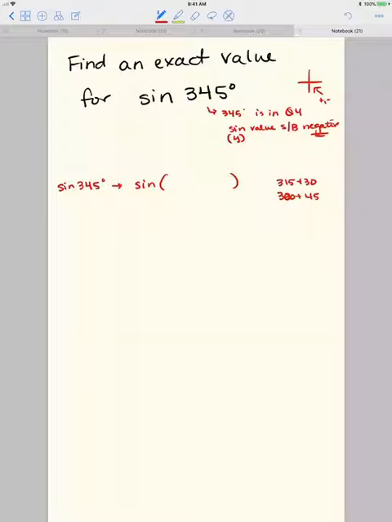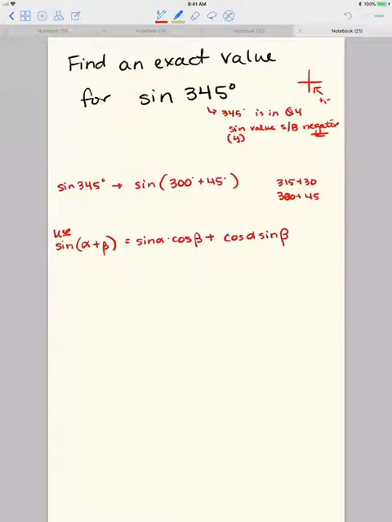They're both, one's in quadrant 1, one's in quadrant 4, but I think you could break it apart to either one that you wanted to. I'm just going to go with the 300 and the 45. So if I do the sine of 300 plus 45, then I'll end up using that sine of alpha plus beta sum of angles formula. And that one said I'd do the sine of the first angle times cosine of the second angle plus cosine of the first angle times sine of the second angle.